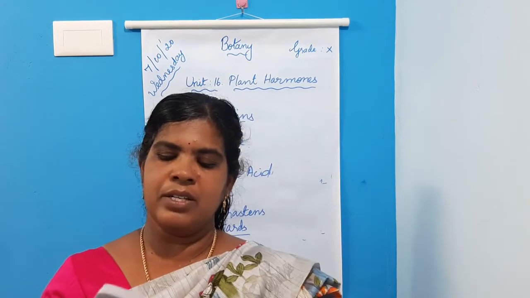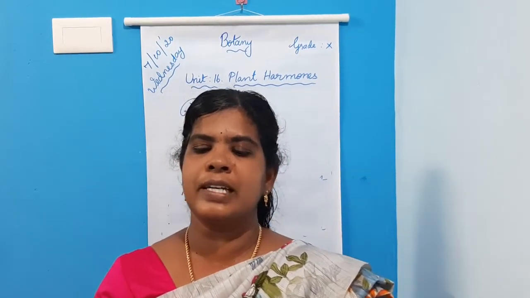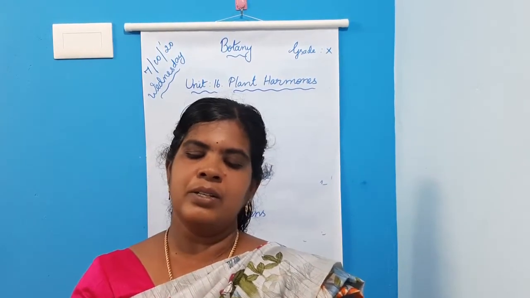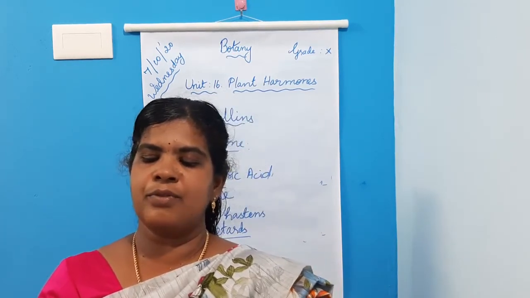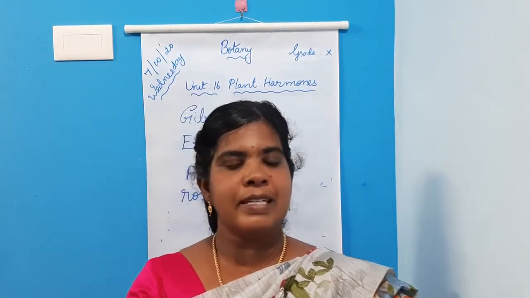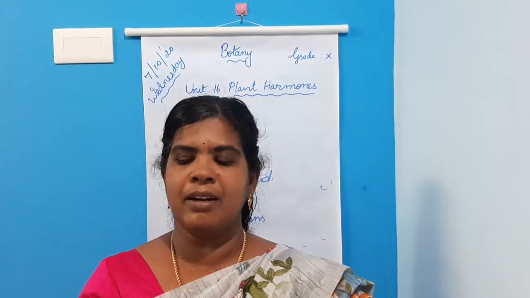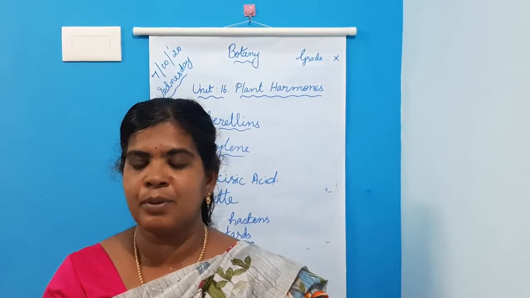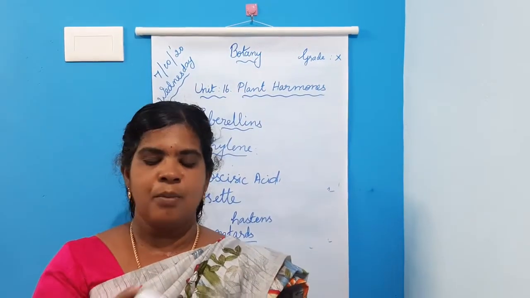Sudden shoot elongation followed by flowering. It is under the heading physiological effects of gibberellin, second point: treatment of rosette plants with gibberellin induces sudden shoot elongation followed by flowering. This is called bolting. For the question, what is bolting, you have to write: sudden shoot elongation followed by flowering is called bolting.